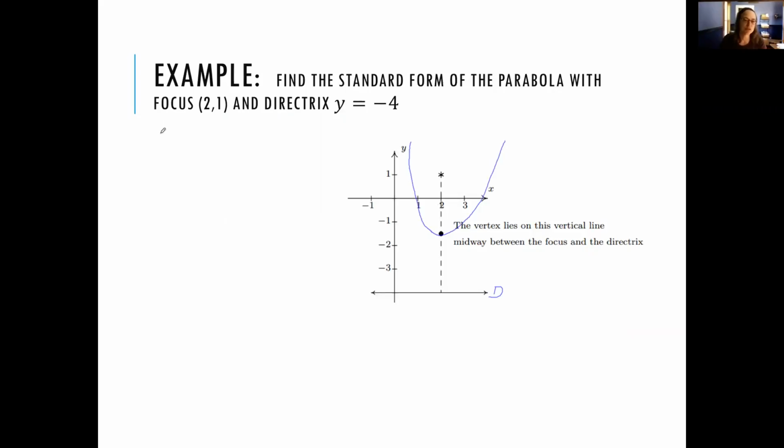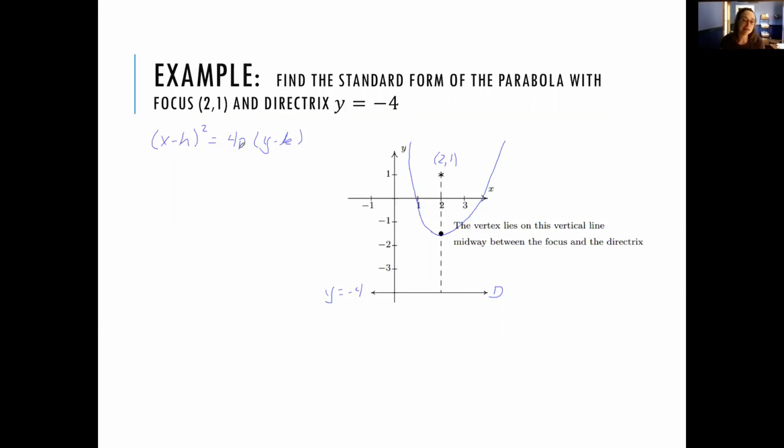We know what we're going to write is x minus h squared is equal to 4p times y minus k. All right. My focus is at 2, 1. My directrix is at the line y equals -4.